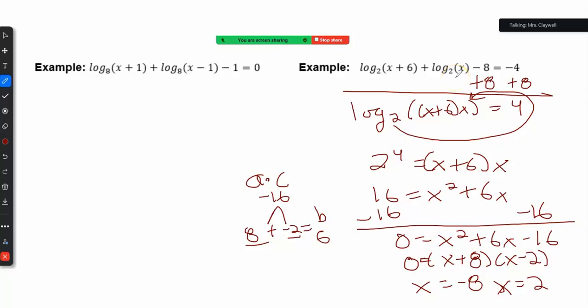If I go and check these in my original, I can't do a negative 8. It would not work. Negative 8 plus 6, I get a negative 2, so that doesn't work. So I cannot do my negative 8, but my option of 2 does work.